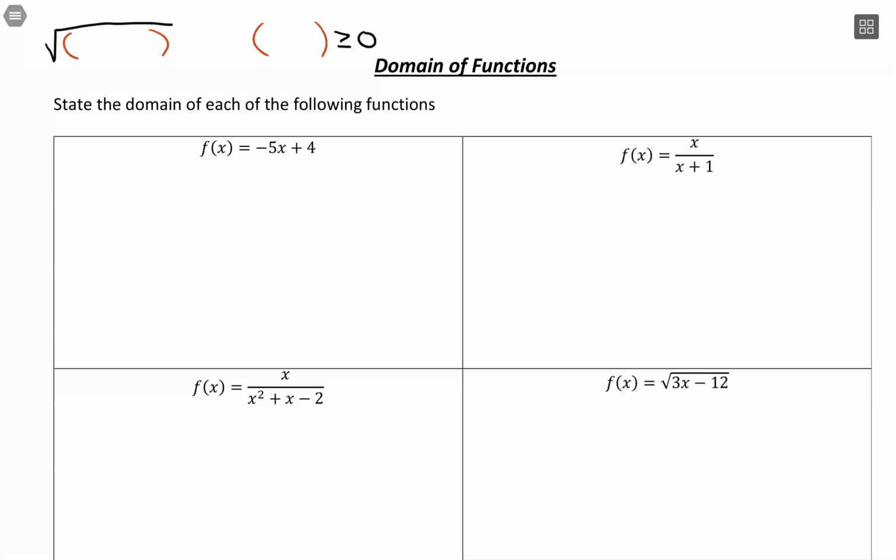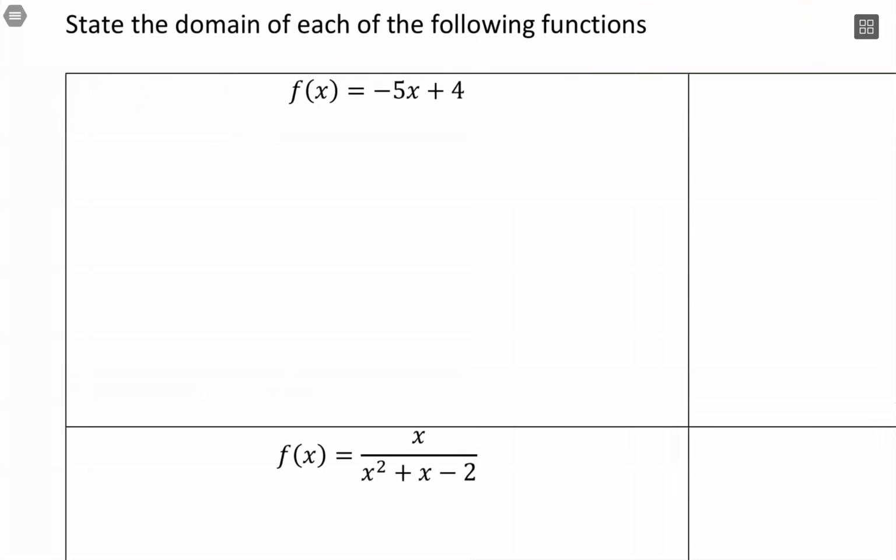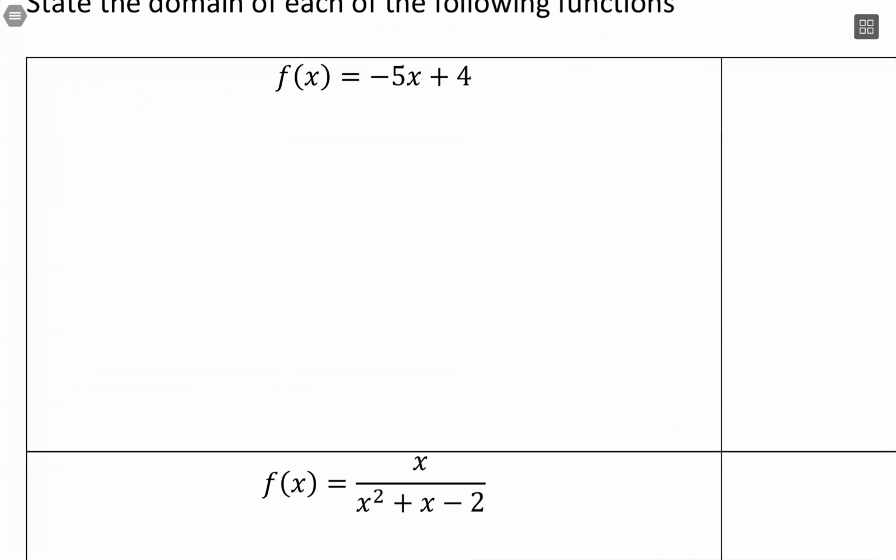For rational functions, where we have some numerator expression divided by some denominator expression, the rule we need to use is that the denominator cannot equal 0. So something we use for the domain there is that whatever's in the denominator cannot be equal to 0. And then we'll take a look at some quadratic and linear functions and how those don't really have any limitations to the domain. So part of this will be recognizing what type of function we have.